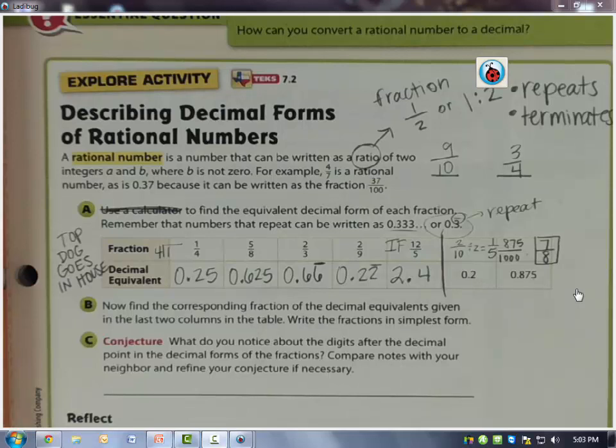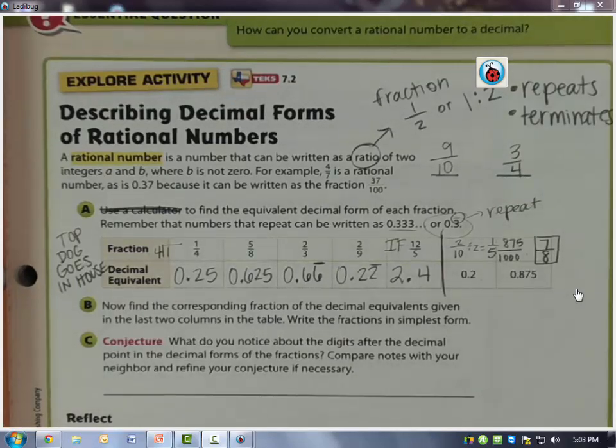Alright, what do you notice about the digits after the decimal point in the decimal forms of the fractions? It says compare notes with your neighbor. Well, you don't have a neighbor because you're watching this at home. So I want you to take a few seconds and notice what you notice about the decimal points in the decimal forms of the fractions.